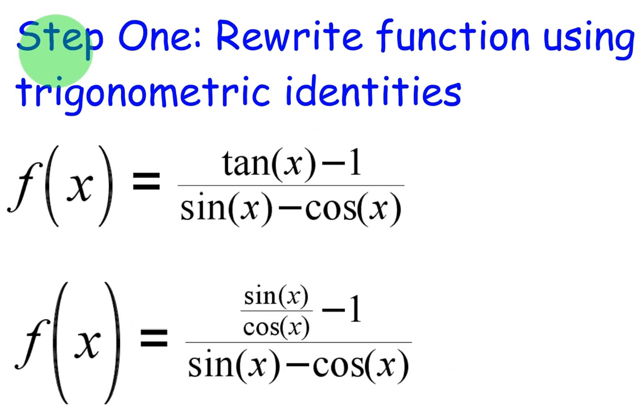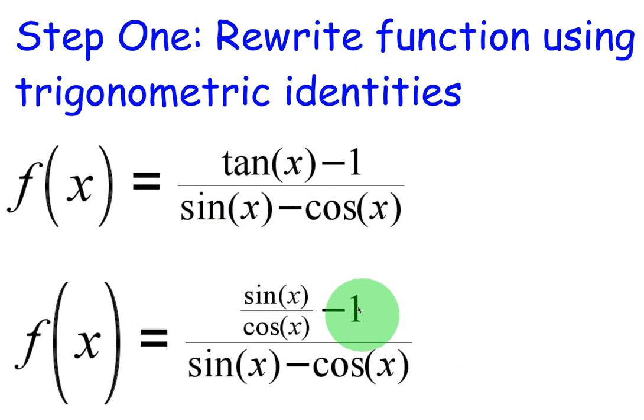Step 1 is to rewrite the function using trigonometric identities. So it's sort of like factoring, except you're going to have to use identities. Now the bottom is not an identity. There's nothing we can do with that. But if you recall when I taught you how to simplify trig functions using identities, you want to turn everything into sine and cosine. So what? Tangent needs to be rewritten as sine over cosine.